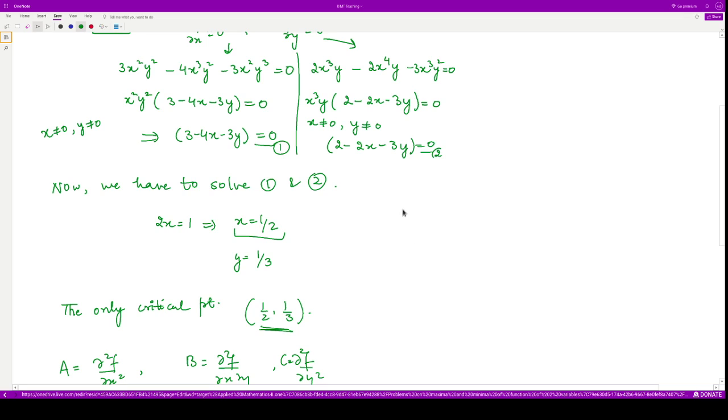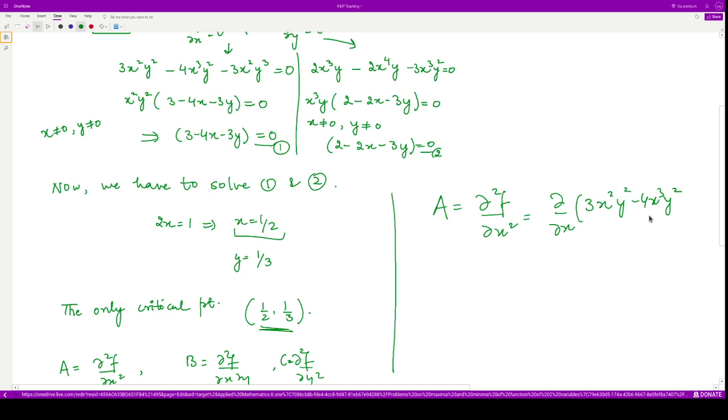So what would be your a? A would be del 2f by del x2. So that would be del by del x of the quantity 3x square y square minus 4x cube y square minus 3x square y cube. So what would this be? A would be 6x y square, and then minus 12x square y square, and then minus 6x y cube. So this would be your a.